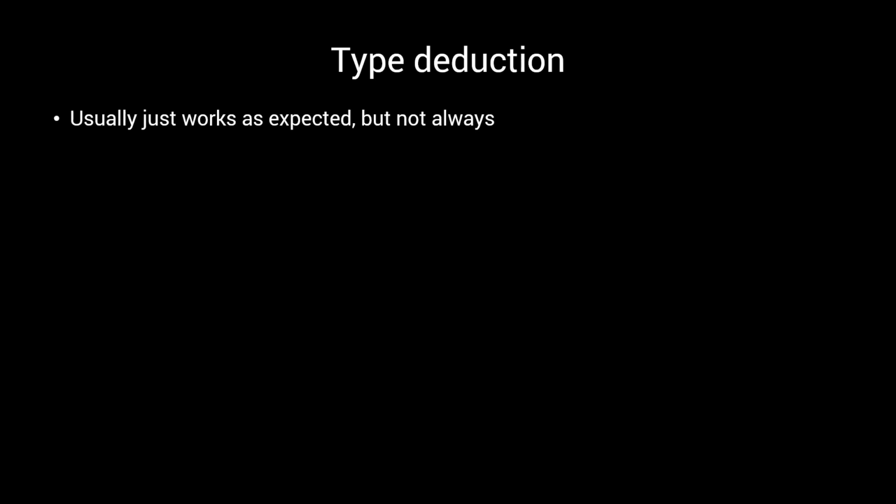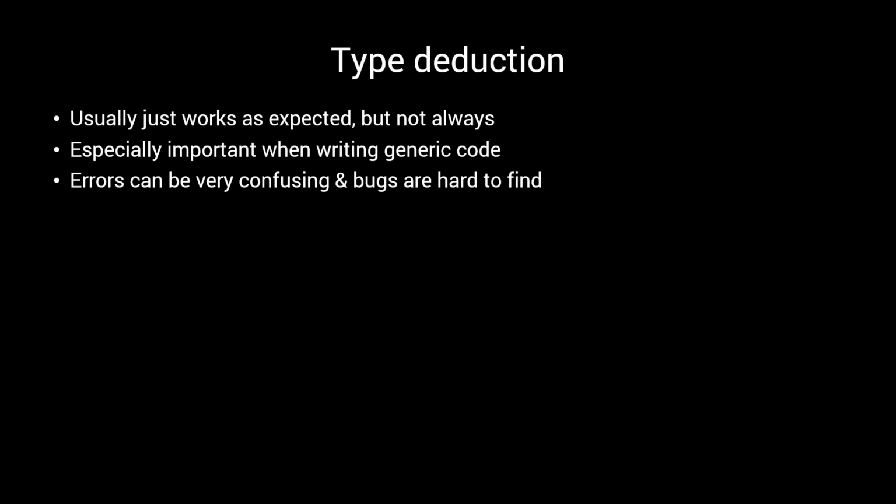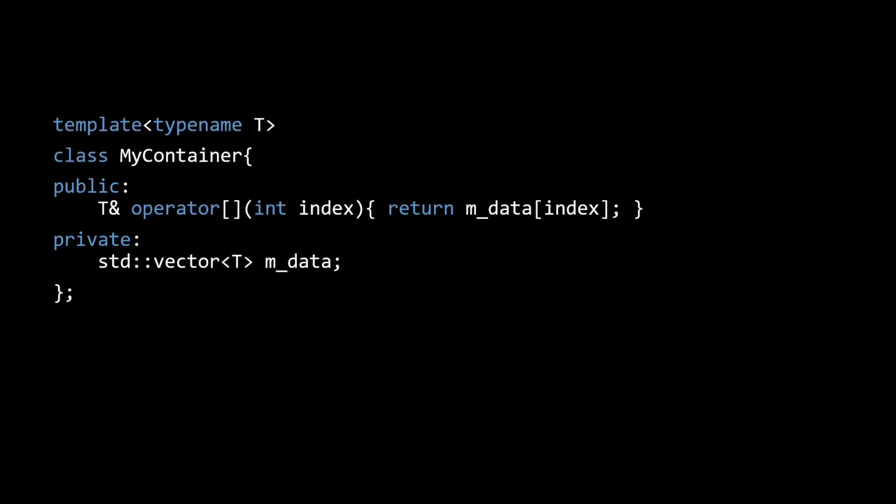Until they don't. Especially as you start writing more generic and reusable code using templates, you're bound to run into situations where not fully understanding type deduction could result in strange errors, or even worse, code that compiles just fine, but then when you run it turns out to behave different than expected. Let me give you an example.